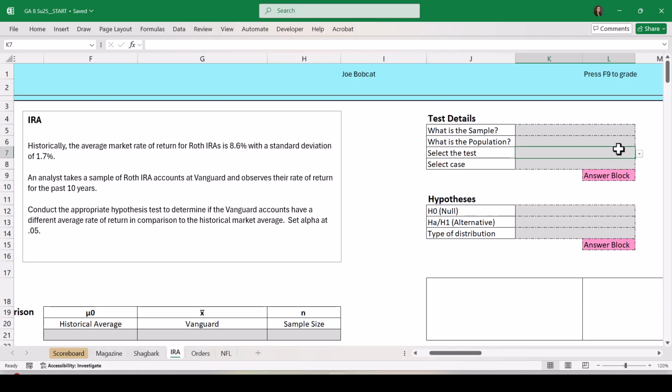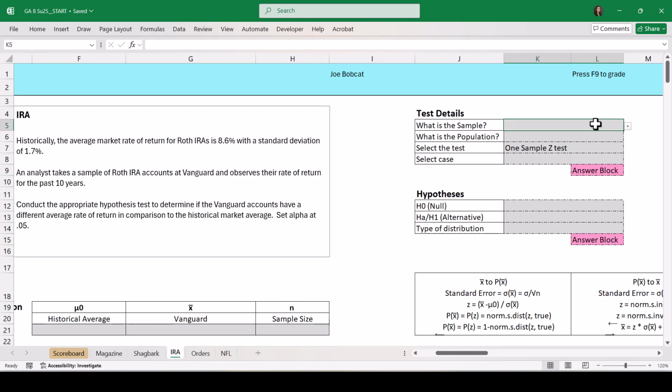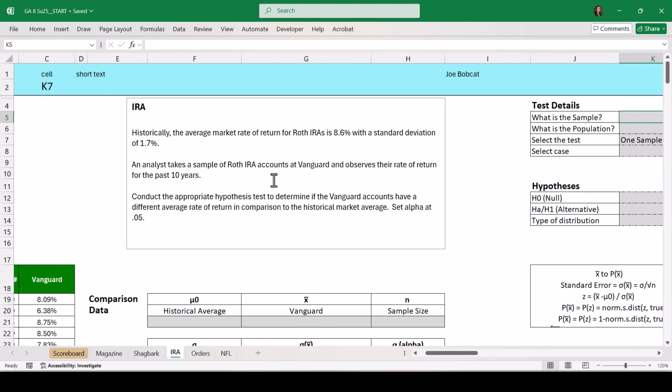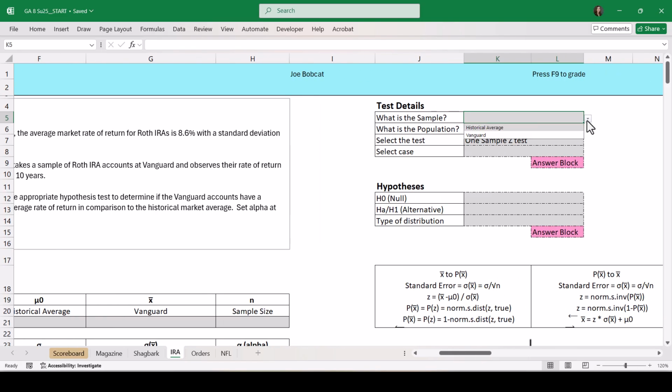And the reason why is because we have a sample and we are comparing it to a population mean. And we know the population standard deviation. So that was provided to us. So again, with these one sample tests, we have one sample and we are comparing it to a population mean. So we have a sample of accounts at Vanguard. So Vanguard is our sample. And we are comparing Vanguard to the historical average market rate. So the population mean is the historical average.